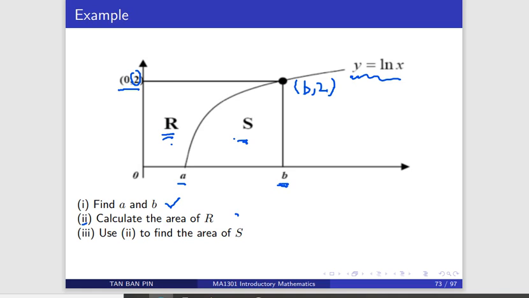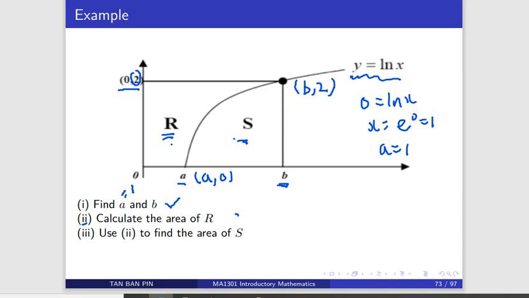So how to find a? At a, it is on the x-axis, so it's (a, 0). You are given y = ln x, so you just need to consider y is 0. If 0 equals ln x, then you take the inverse log, x will be e power 0, which is 1. So a should be just 1. So the answer a is 1.